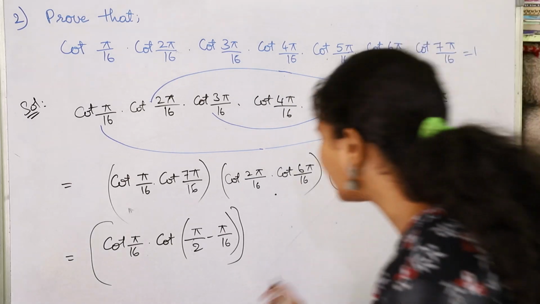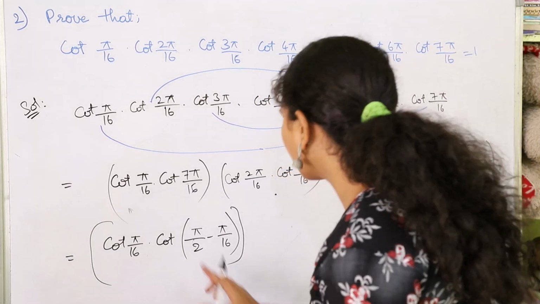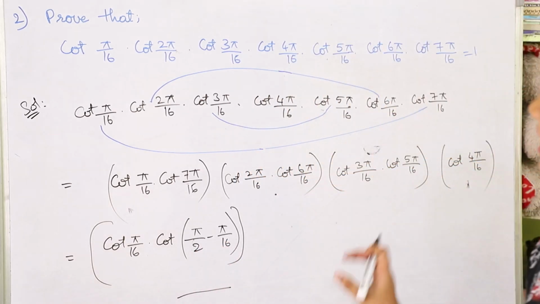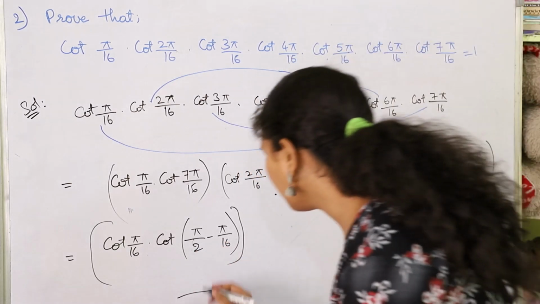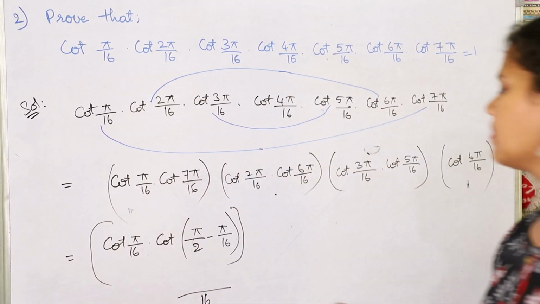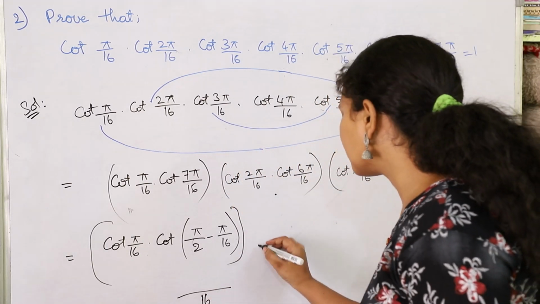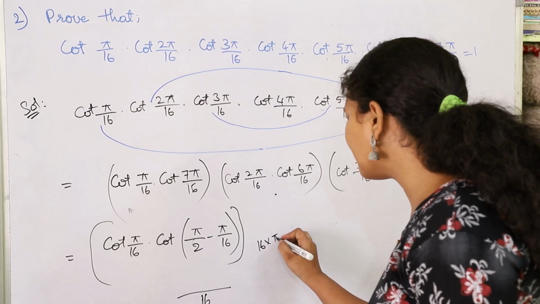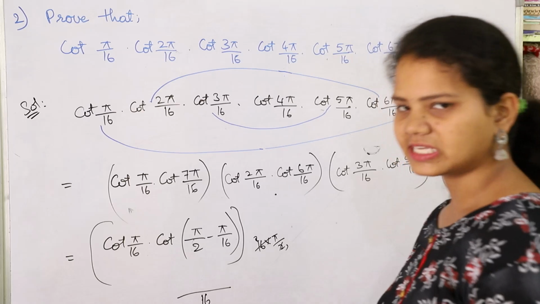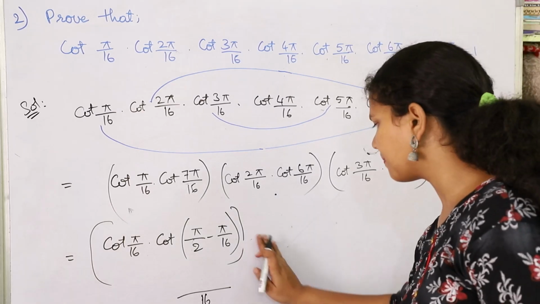I will show you how I can write this 7 pi by 16 like this. Here, if I take the LCM of 2 and 16, what would the LCM become? The LCM would become 16. So LCM into numerator by denominator. 16 into pi by 2, how much? 2 sixteens are 16, so this becomes 8 pi.